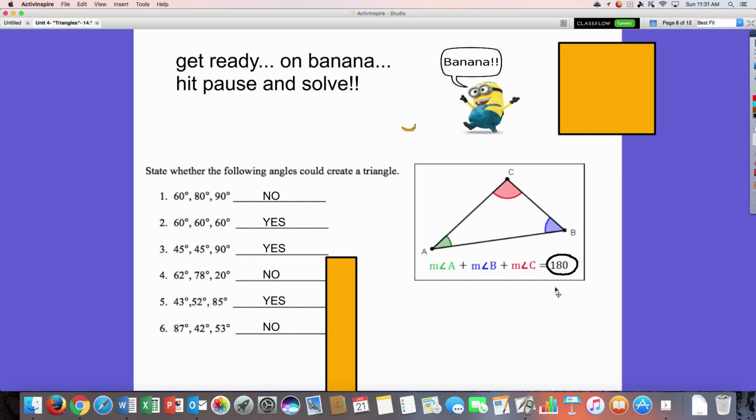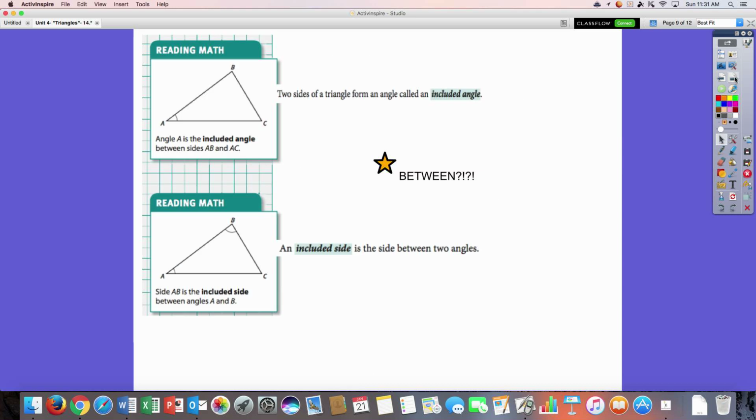Remember, the way to determine, they must equal 180 degrees. All triangles in the world must equal 180 degrees. All right, here's something that's not a huge thing, but if you really think about it, it's easy to understand. So put a star by that. And when it says the word included, it really just means between.